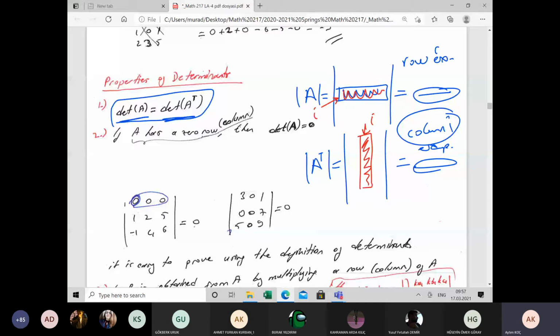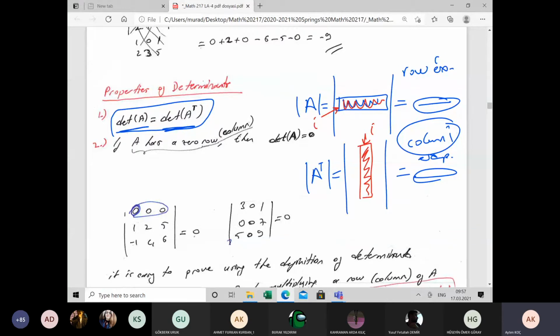So, and also the second property: if our matrix has a zero row or column, what does it mean? Zero row means all entries are zero. Look at this example: the first row contains all zero entries, and it's called the zero row.